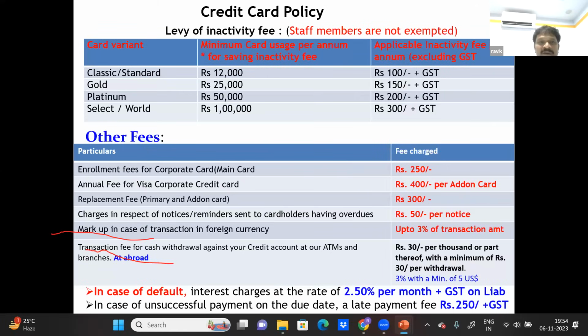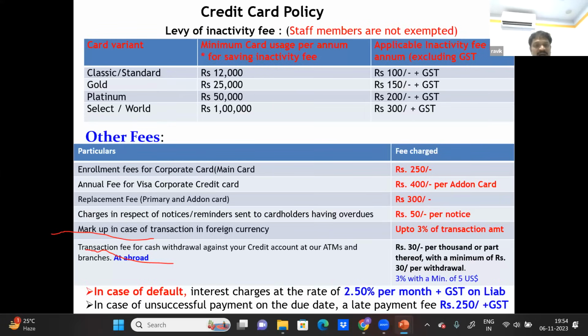If not, classic, gold, platinum, select, if you are not using the minimum, this is the charges you see. Classic and standard card, 100 rupees plus GST. Gold is 150. Platinum is 200. Select is 300 plus GST. So you have to ensure that when you have taken a select card, minimum 1 lakh per annum you have to use from date of issue of the card.